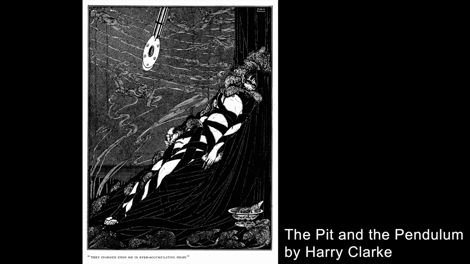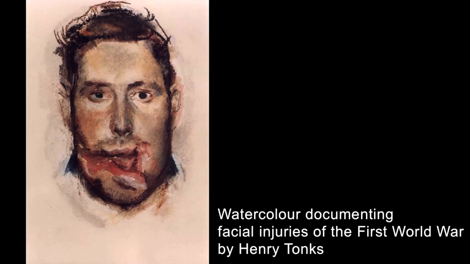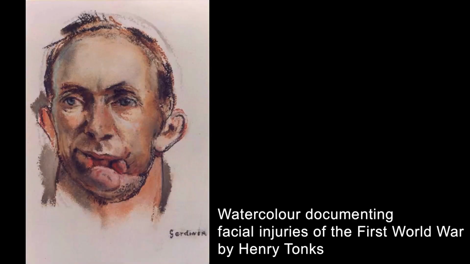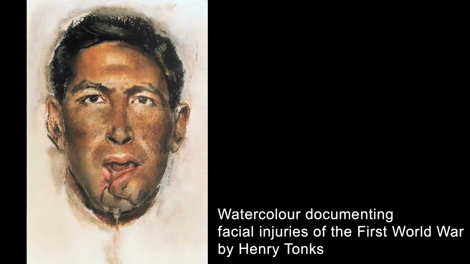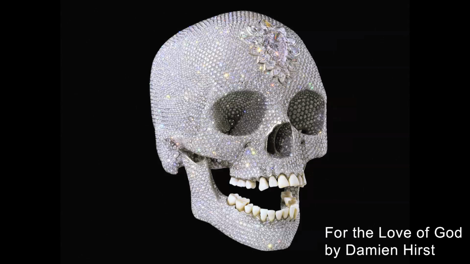Constantly we are living, and the things that separate us from death are minimal, and we're really fragile beings, which links back to Francis Bacon and Henry Tonks, who looks at the fragility of human beings. Henry Tonks paints the scars or the injuries of men in World War I, which is quite horrific. And the bones that symbolise death are actually taken from Polly Morgan and Damien Hirst in the way that they use bones in their works.